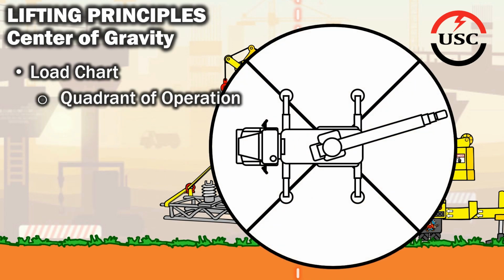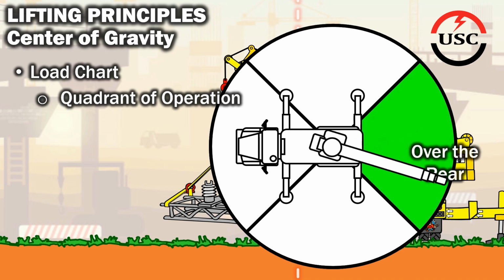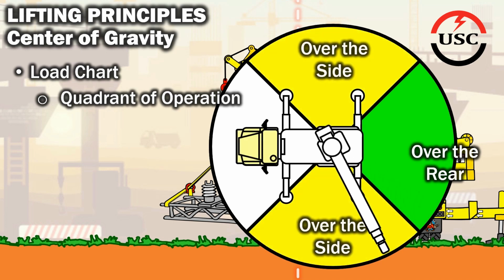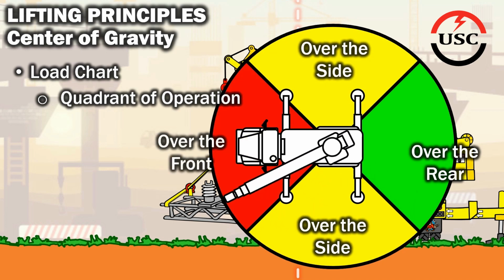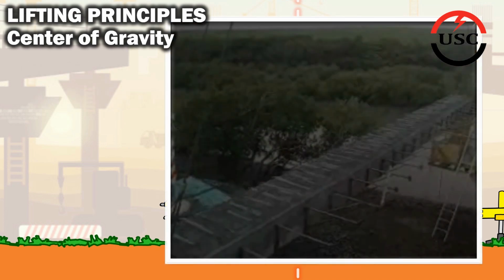Some equipment has separate load charts for different quadrants of operation because of the equipment being used. Take for example, generally, not always, but generally, the equipment will have a greater lifting capacity over the rear of the machine because the equipment's cab and engine is added counterweight, and the equipment will have less lifting capacity over the front and sides.